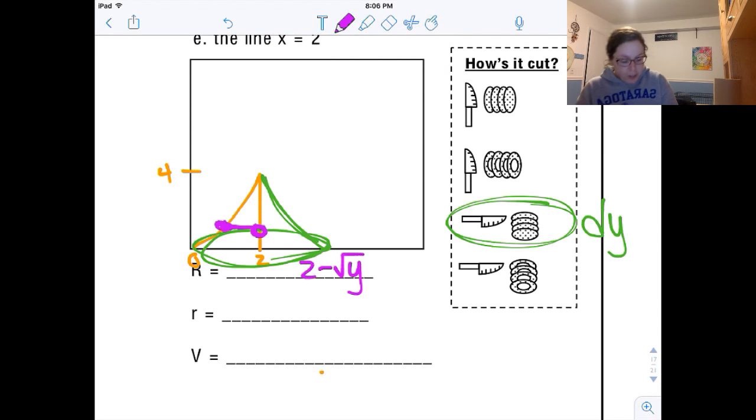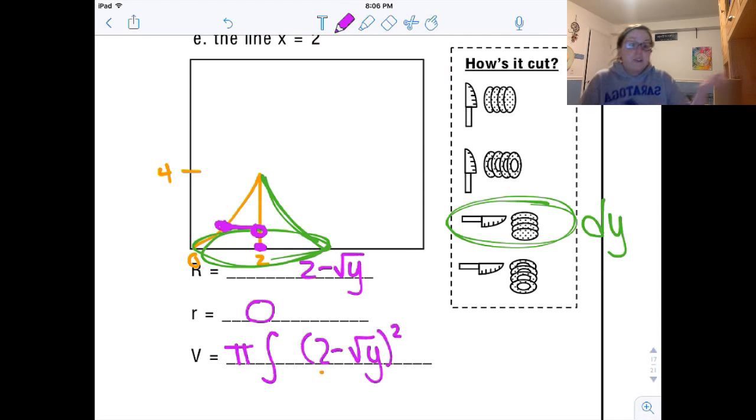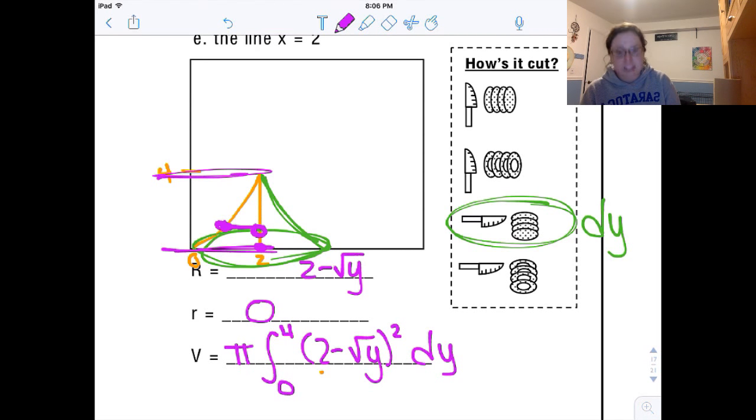Your inner radius is 0. There is no inner radius, so that goes away. So it would be pi times the integral of your outer radius squared minus your inner radius squared, which is 0. So that's why with discs, these just go away. There's no other r squared. And I'm going here from 0 to 4 because that's my lower and that's my upper y value.